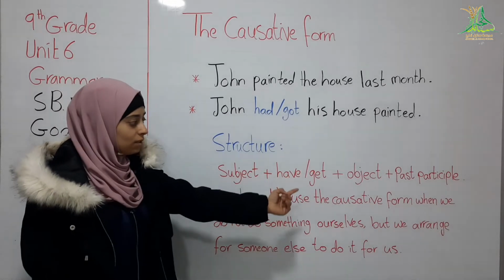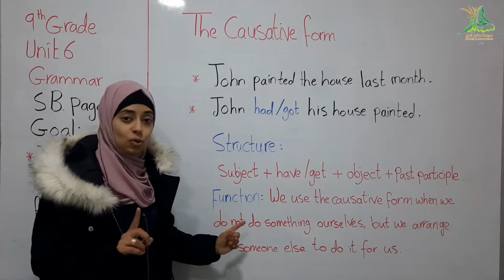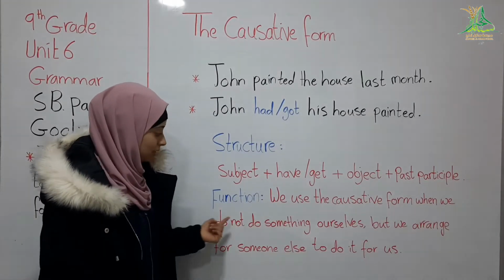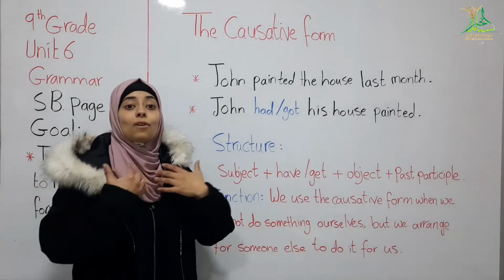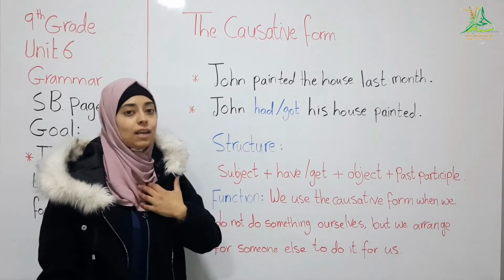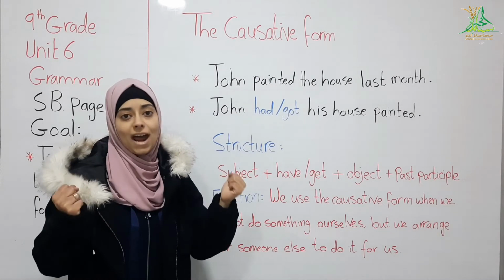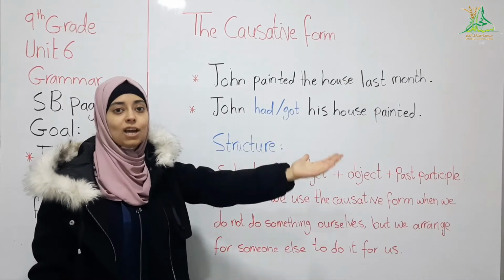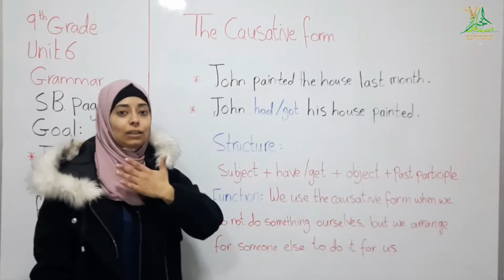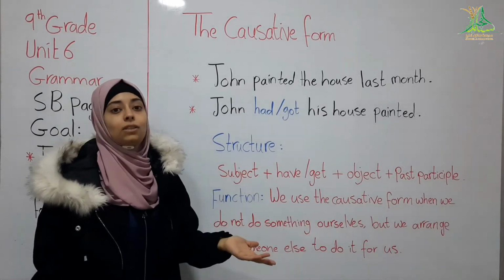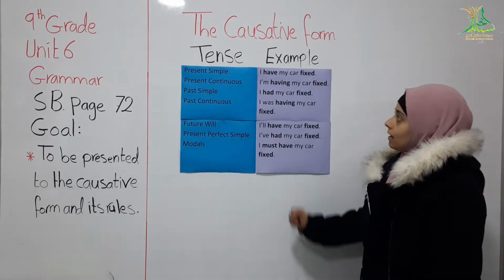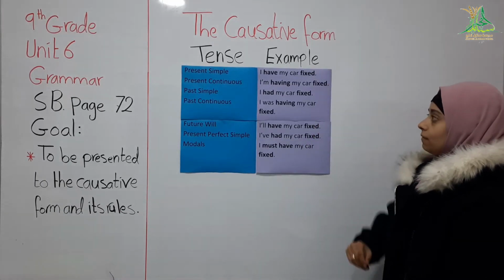Good. So what is the function of the causative form? We use the causative form when we do not do something ourselves, but we arrange for someone else to do it for us. We ask another person to do this thing for us. We don't do it by our own hands. Someone else does it for us. Now, let's see more examples of different forms, different examples with the tenses.